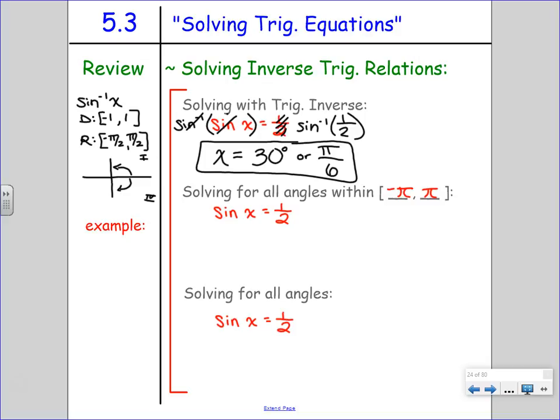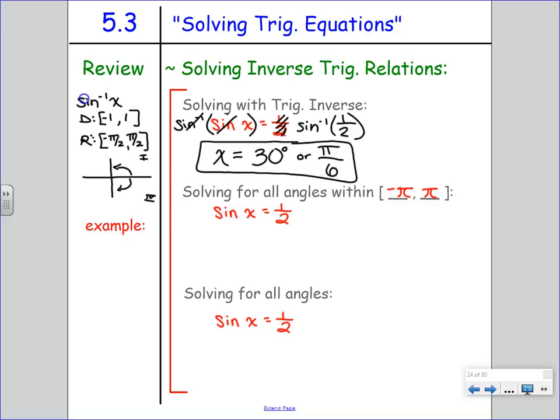Now we have to remember the unit circle. Maybe add that to your list to study. Okay, what's different about the second one? Wait, they're changing the game. Now they're not changing that I need to do sine inverse. It's still sine of x equals 1/2, but they're changing what answers I'm looking for.